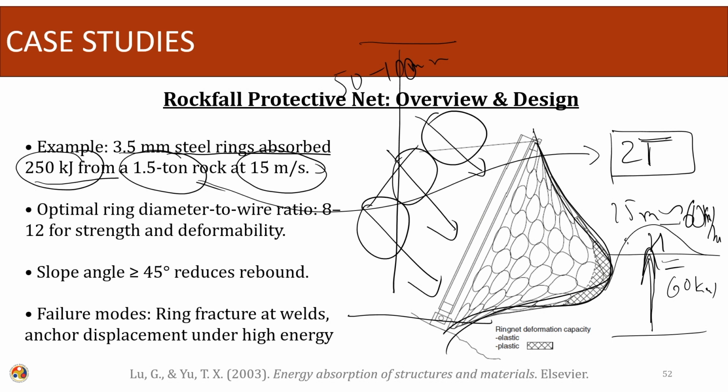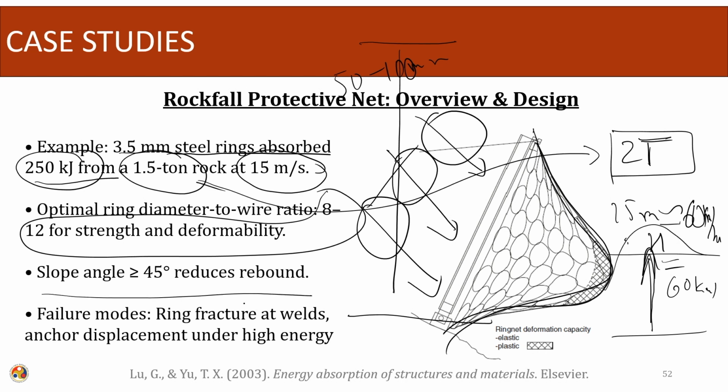We can optimize the ring to wire diameter ratio, and optimally it falls around 8 to 12, to account for strength and deformability. The slope angle is normally kept more than 45 degrees to reduce the rebound. If it is less than 45 degrees, then the chances of rebound are there. So, this is kept more than 45 degrees. And the different failure modes are ring fracture at welds and anchor displacement. Under high energy, these types of failure modes will occur.